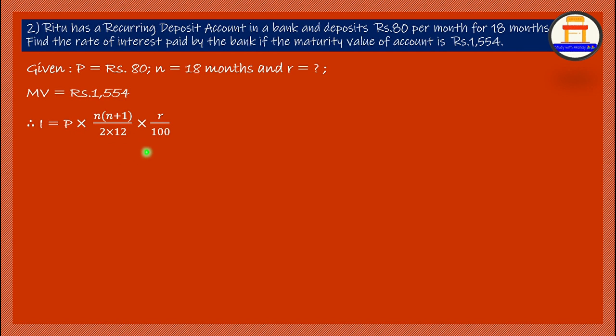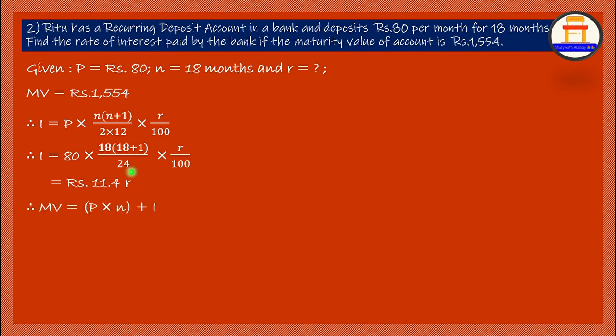Interest formula we all are aware of. P into n of n plus 1 into r divided by 2 into 12 into 100, or you can directly derive it as 2400. So 80 into 18 of 18 plus 1 into r divided by 24 into 100. So we get interest as 11.4 r rupees. They have not asked us interest, so no need to bother regarding that. They have just asked rate of interest or rate percentage.